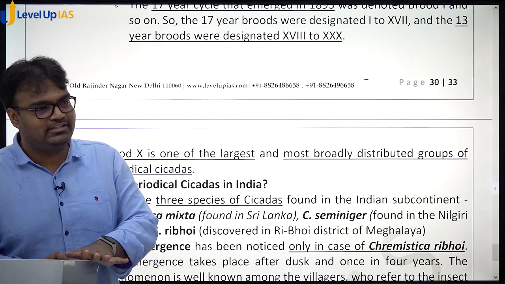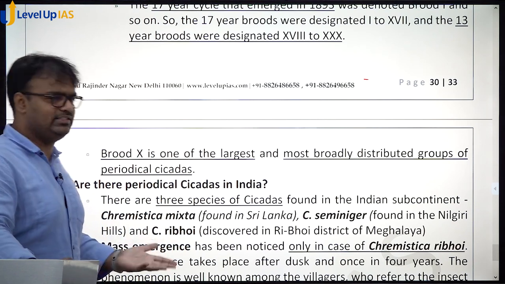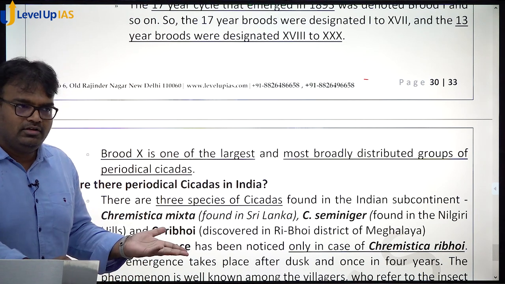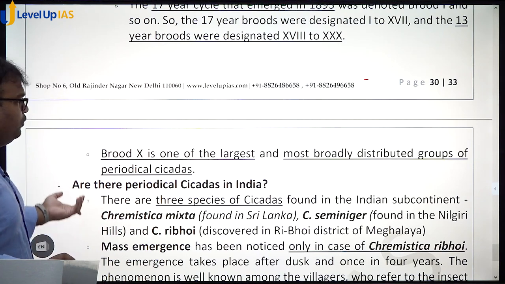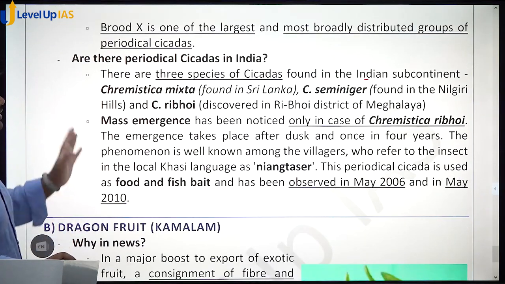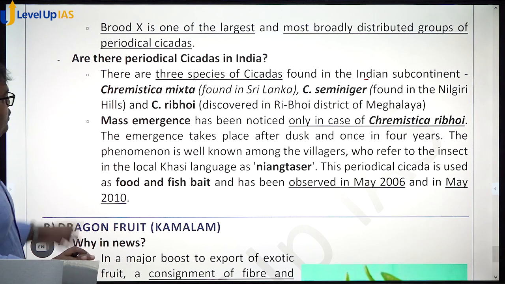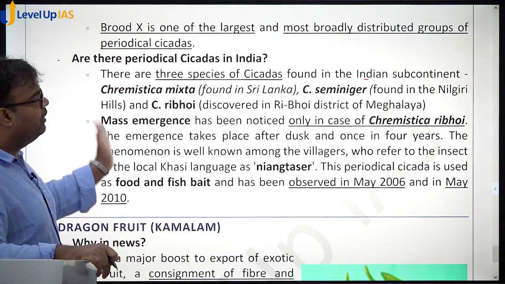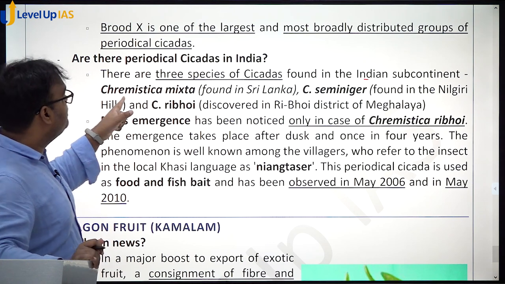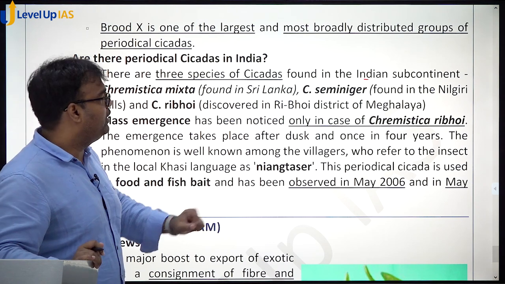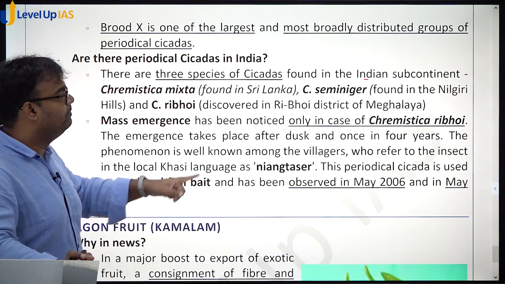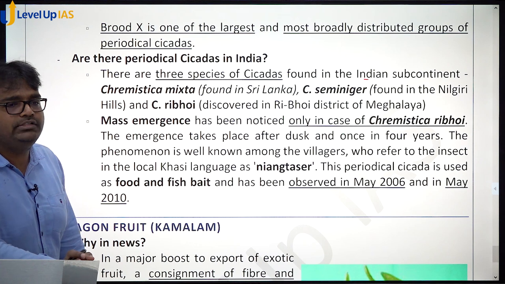So cicadas. Do we have cicadas in India? Yes. Please note that not every cicada follows this feature. So we have periodical cicadas in India. There are 3 species of periodical cicadas in the Indian subcontinent. Not all of them are in India. 2 of them are in India. 1 is in the Indian subcontinent. So Cremistica mixta is found in Sri Lanka. C. seminger is found in Nilgiri Hills. And C. ribhoi is found in Ribhoi district of Meghalaya.